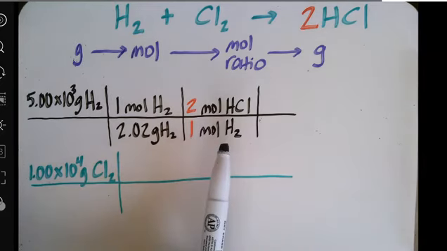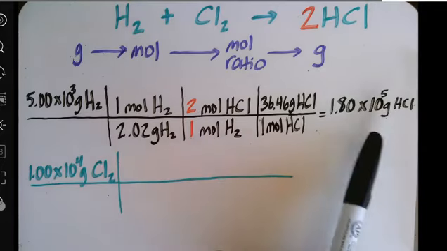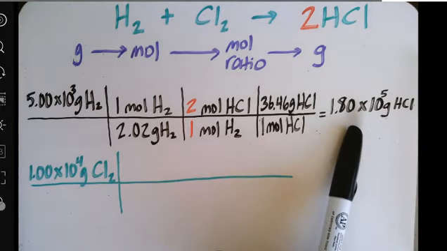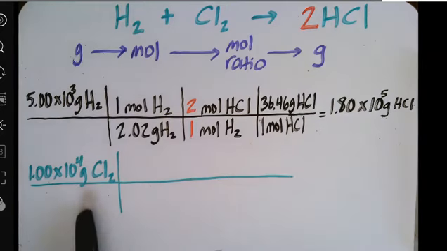Next, set up your mole to gram conversion for hydrogen chloride. Go ahead and use your calculator to solve. Remember to record your answer in significant digits with a unit and label of substance. Hopefully you got 1.80 times 10 to the power 5 grams of HCl. Let's move on and go through the next stoichiometric setup.